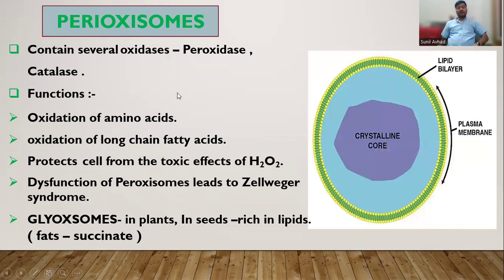This is the last cell organelle, peroxisome. Contains several oxidases, peroxidase, catalase are their function. Oxidation of amino acid, oxidation of long fatty acid chain, protecting the cell from the toxic effect of hydrogen peroxide. Mostly it is present in plant seeds in plant form.